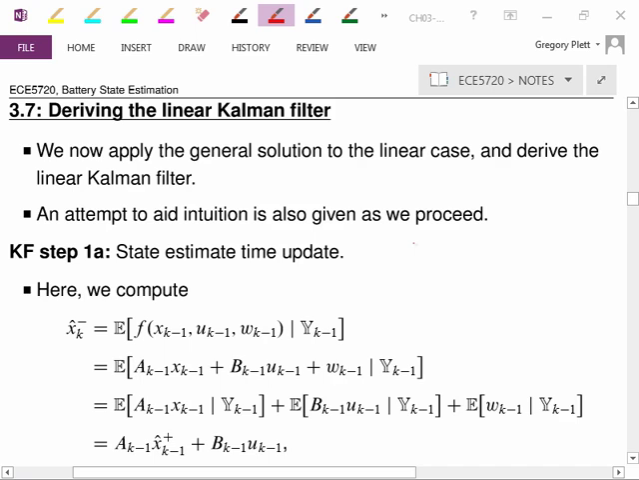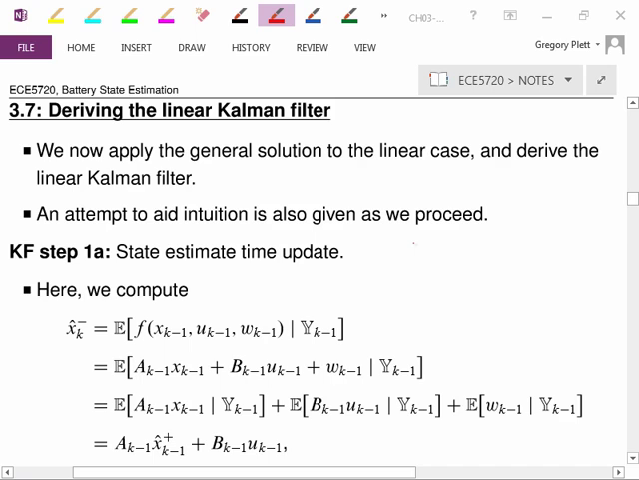And the linear Kalman filter is not itself going to be especially useful for estimating a battery state because a battery model is not linear. But I believe that the insight we get by doing the derivation for the linear case will be helpful when we get to the nonlinear case as well. And we're going to get some insight and some intuition, I hope, from the linear case.